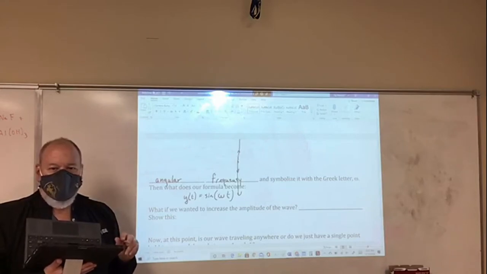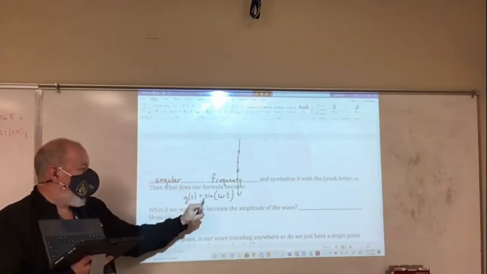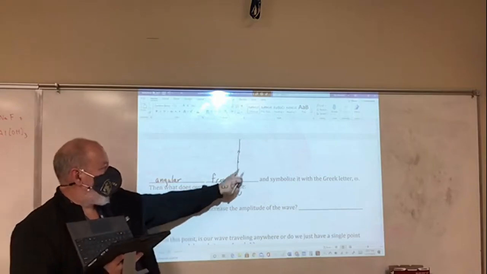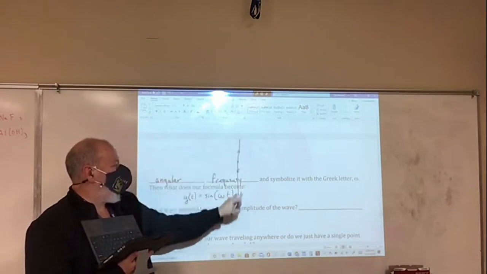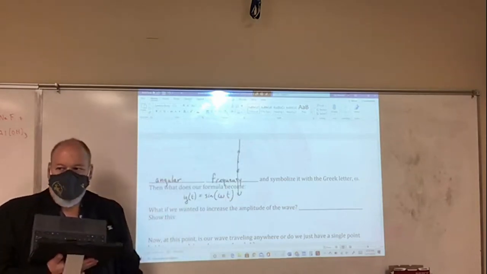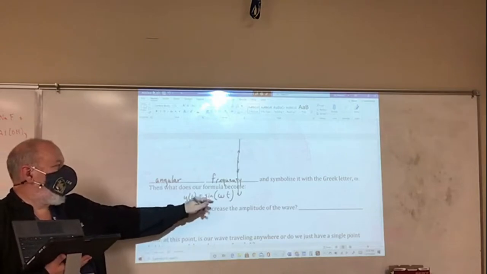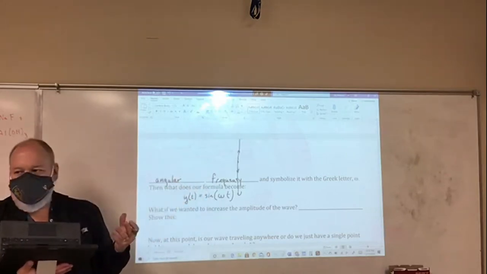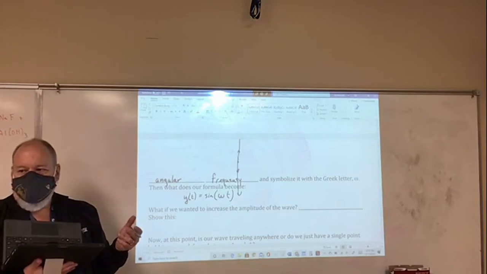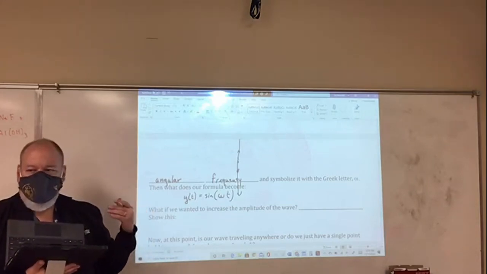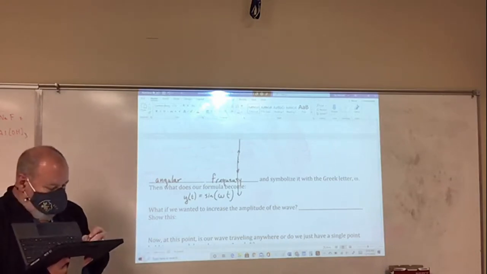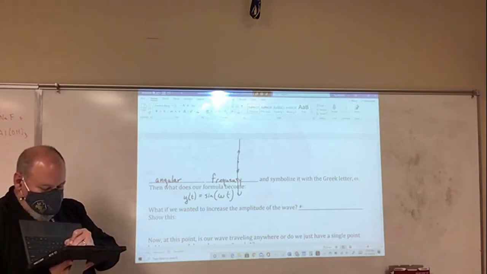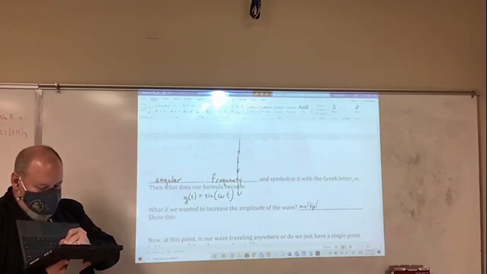Yeah. We have to change the amplitude. But how are you going to do that? How am I going to make this, instead of going from 1 to negative 1, which it does right now, go from 2 to negative 2? Multiply it by 2. Or what if I want to make it go from any number to any number? Multiply it by that number. Call that number a, maybe a constant. So I'm going to multiply by a constant.